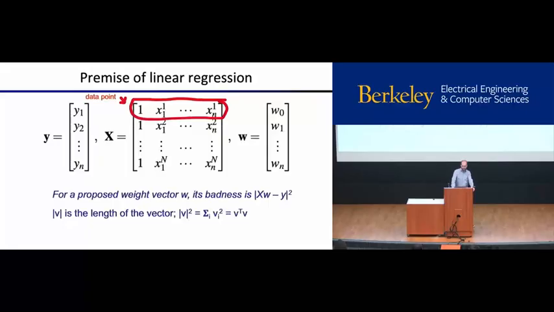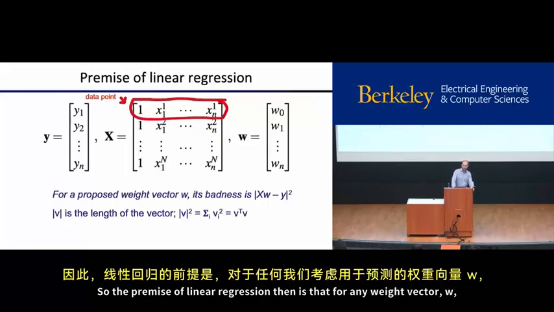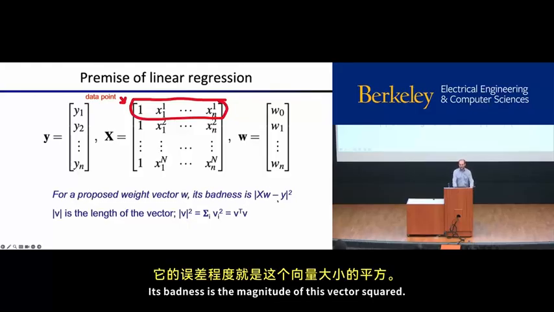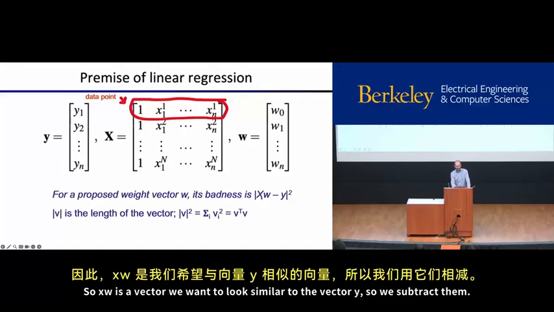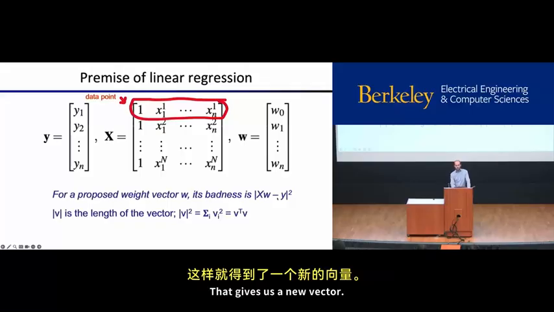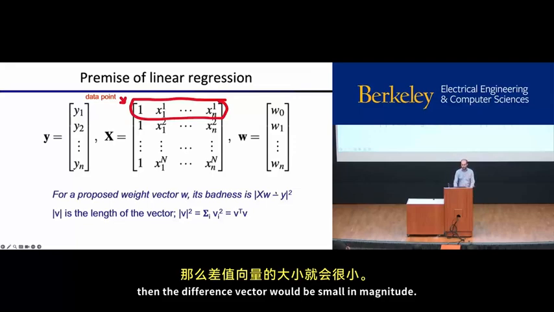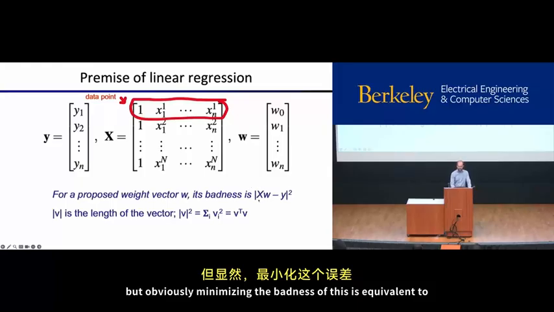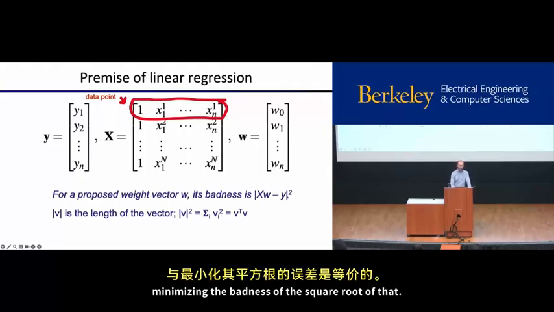Okay. So the premise of linear regression, then, is that for any weight vector W that we're thinking about using for prediction, this is how bad it is. Its badness is the magnitude of this vector squared. XW is a vector we want to look similar to the vector y, so we subtract them. That gives us a new vector. If these vectors were close together, then the difference vector would be small in magnitude. We square it because it then becomes easier to optimize, but obviously minimizing the badness of this is equivalent to minimizing the badness of the square root of that.